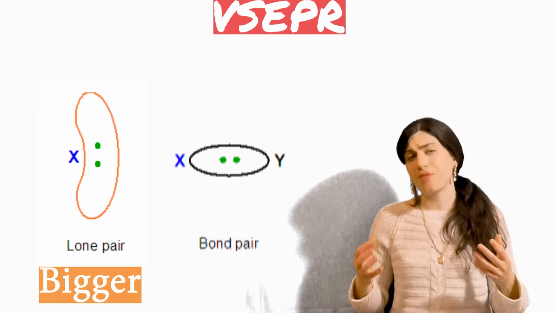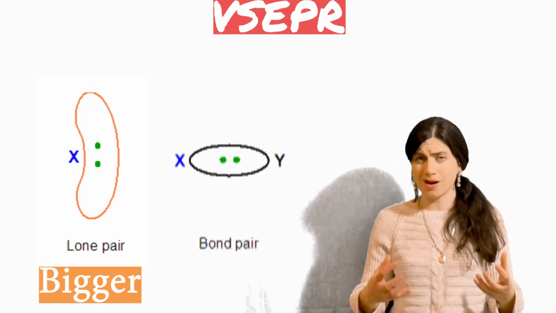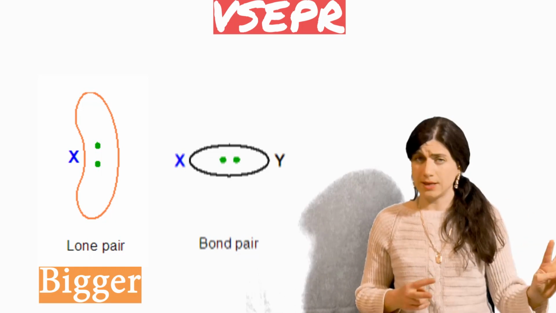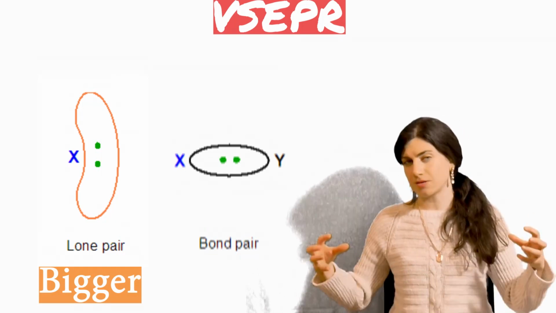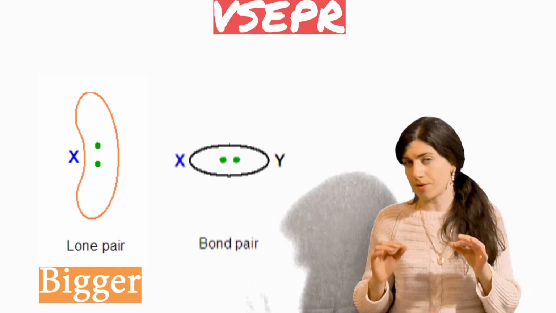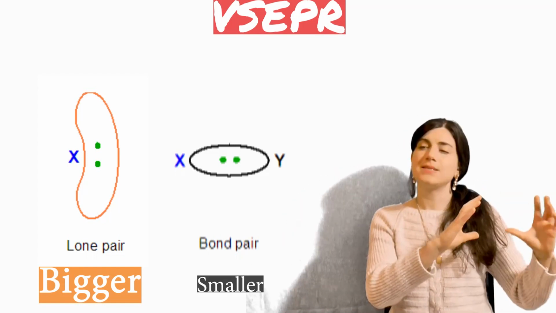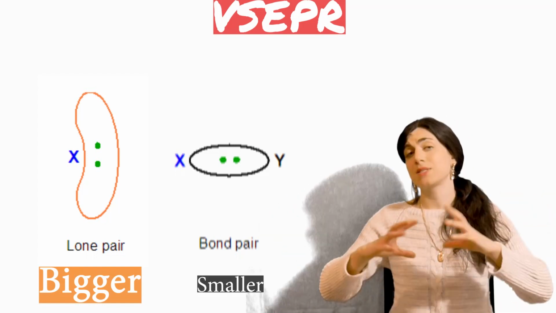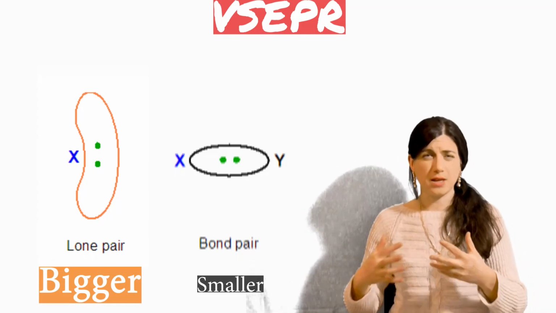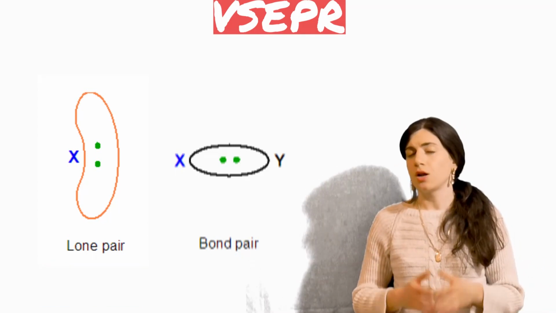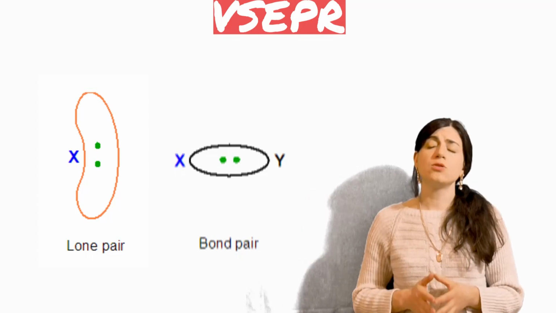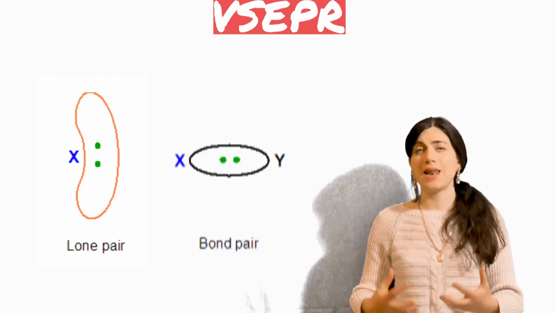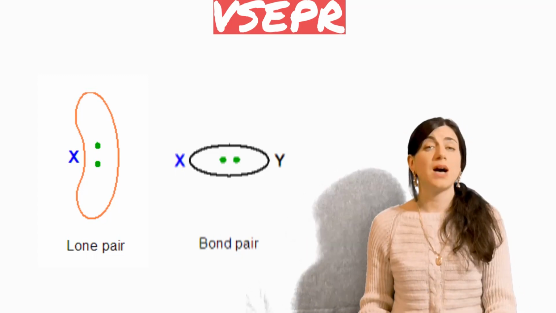Bond pairs are affected by the nuclear charge of two nuclei. So since they are shared, they are considered smaller around the central atom, since they also extend themselves near to the second atom. This difference between lone pairs and bond pairs can also be seen in the different electron density near the valence core.